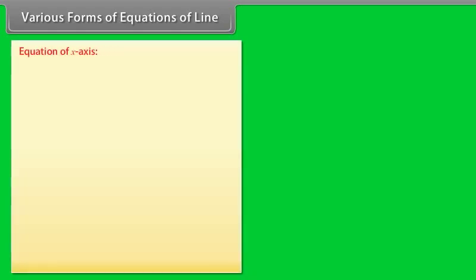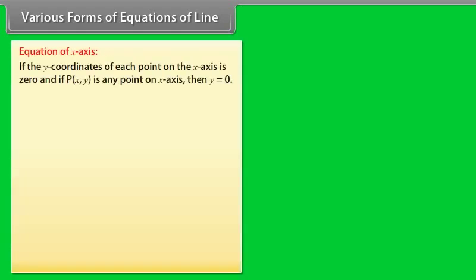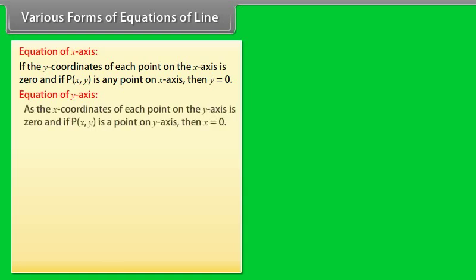Various forms of equations of line. Equation of x-axis. If the y-coordinate of each point on the x-axis is 0 and if P(x, y) is any point on the x-axis, then y is equal to 0. Equation of y-axis. As the x-coordinate of each point on the y-axis is 0 and if P(x, y) is a point on the y-axis, then x is equal to 0.